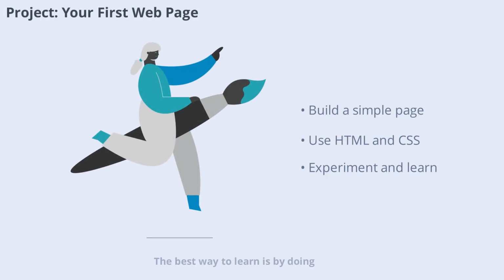The best way to learn is by doing. Try building a simple web page using what you've learned about HTML and CSS. Start with a basic structure, add headings, paragraphs, images, and style it with CSS. Experiment and have fun, you'll be amazed at what you can create.